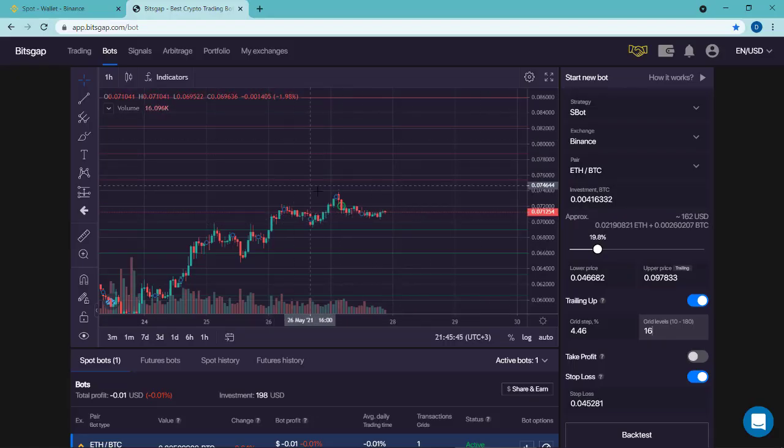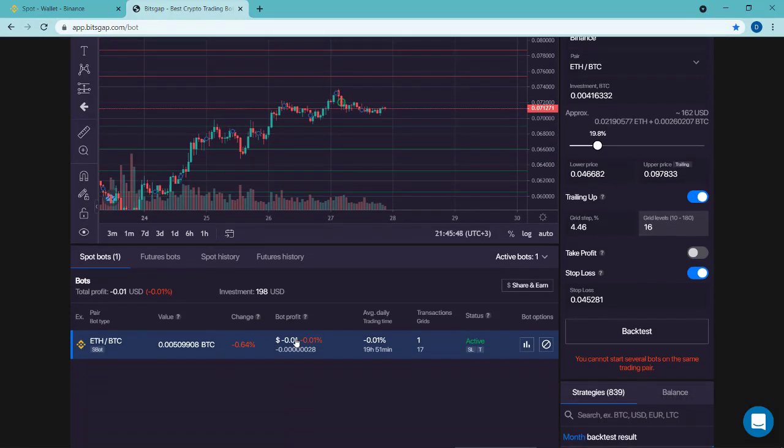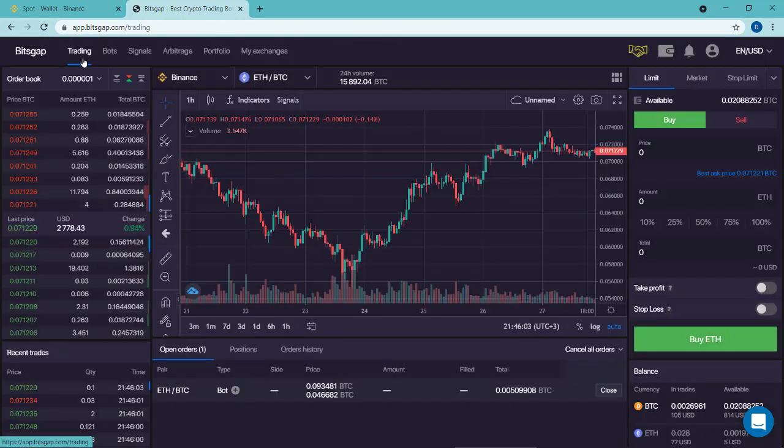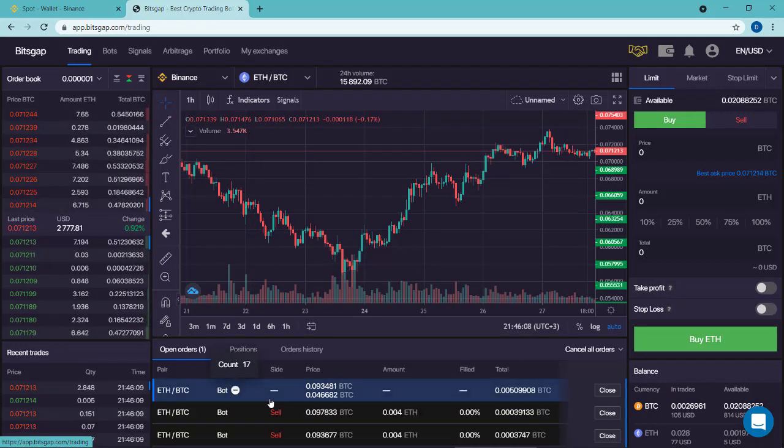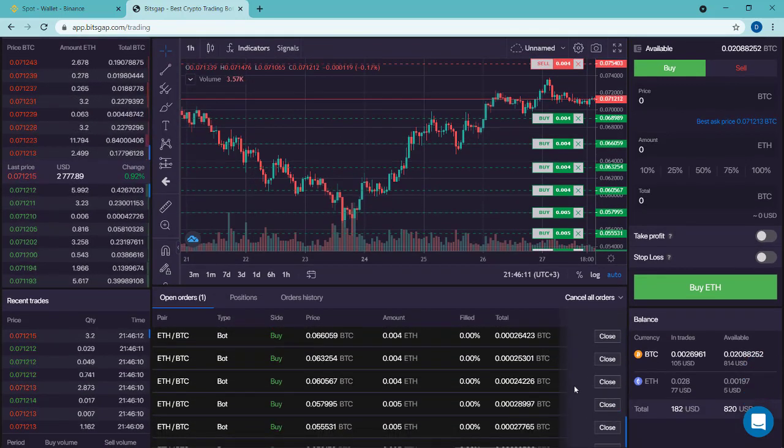Okay, so we can see that this grid bot is running. We see that one of the orders has already been fulfilled by that green circle. We saw the orders in the trading section of the Bitsgap Trading Platform. And we saw at the bottom here the list of all the trades.